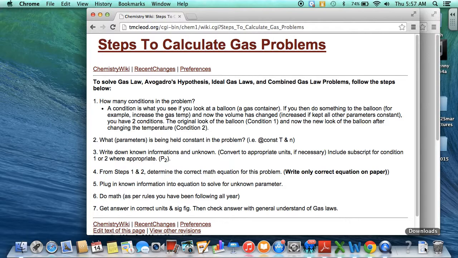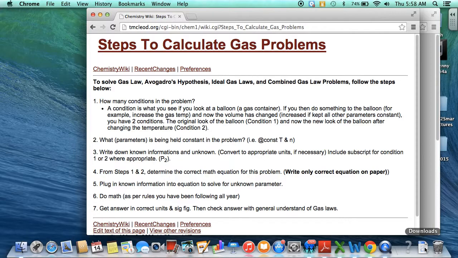Or if you read the question and there are no action verbs, and all you're doing is somehow declaring or describing that gas, then it's not a two condition problem, and it's what I call a one condition problem.